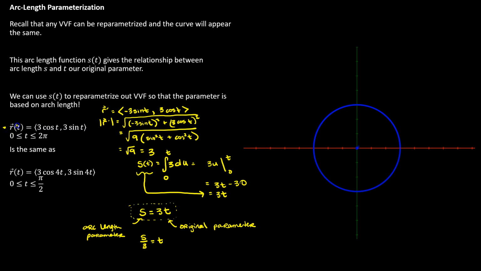and everywhere there was a t, I can replace it with s over 3. Now, technically, I wouldn't do that in the function notation for r of t. I just do it in the function definition. So I would rewrite this function as r of s to really highlight the fact that the parameter s is directly related to arc length. And then the vector function would look like 3 cosine of s over 3, and then 3 sine of s over 3.